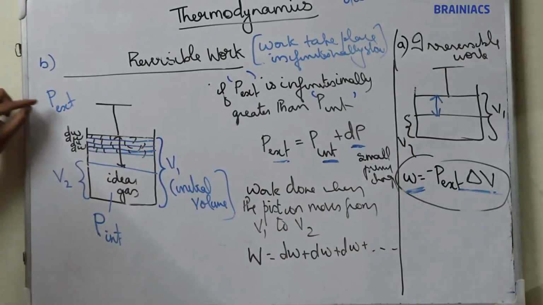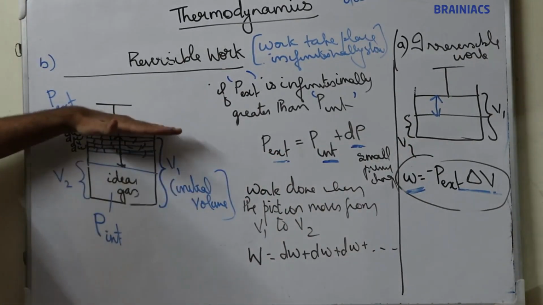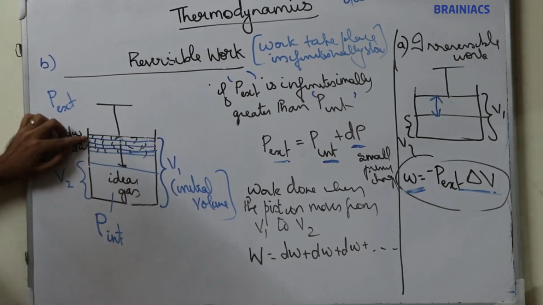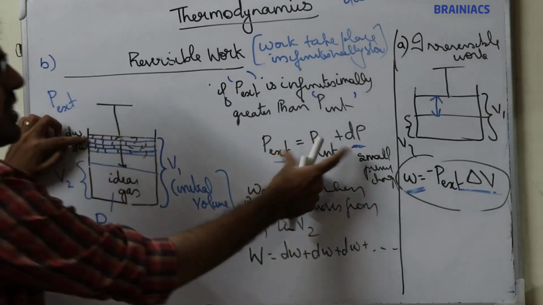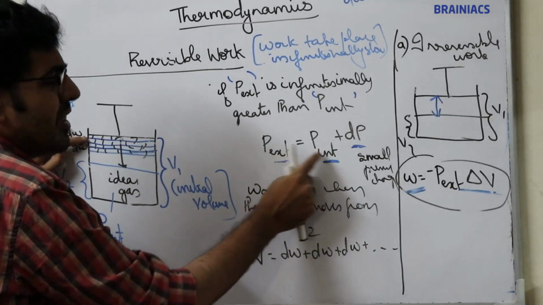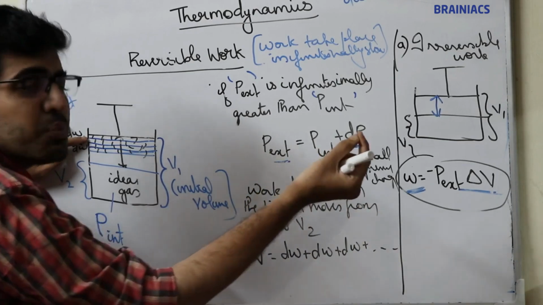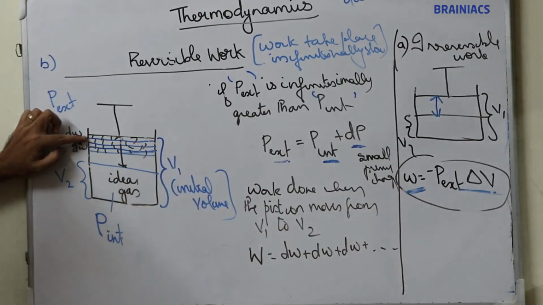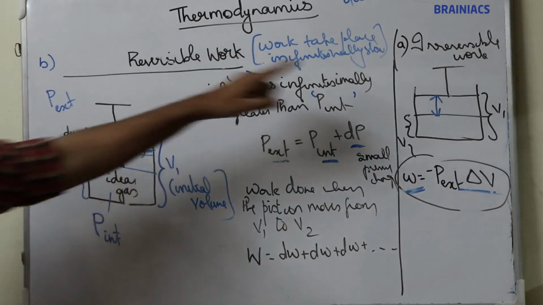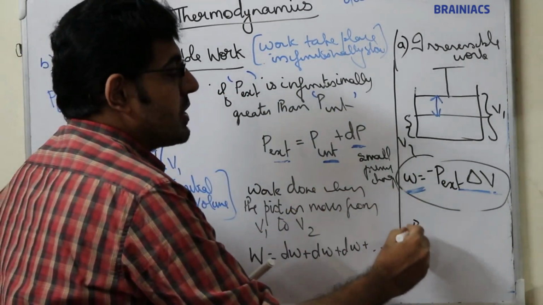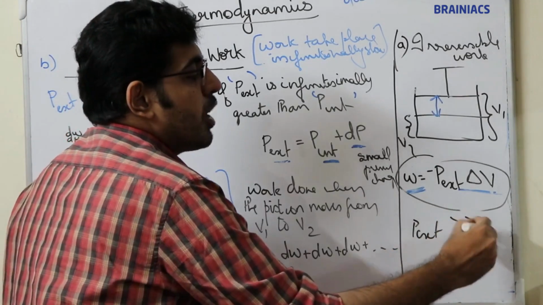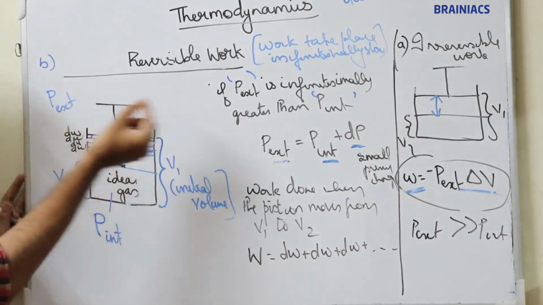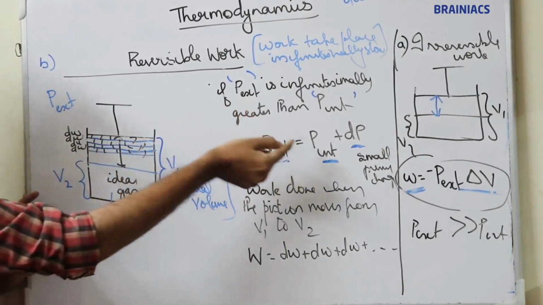So here the external pressure is greater than the internal pressure, so the piston will move downwards. It will move from here to here because the external and internal pressures are different, separated by a small change in pressure. In an irreversible process, external pressure is very much greater than internal pressure, that's why the piston moves rapidly in a single step. But here, external pressure is only a little bit greater than internal pressure.